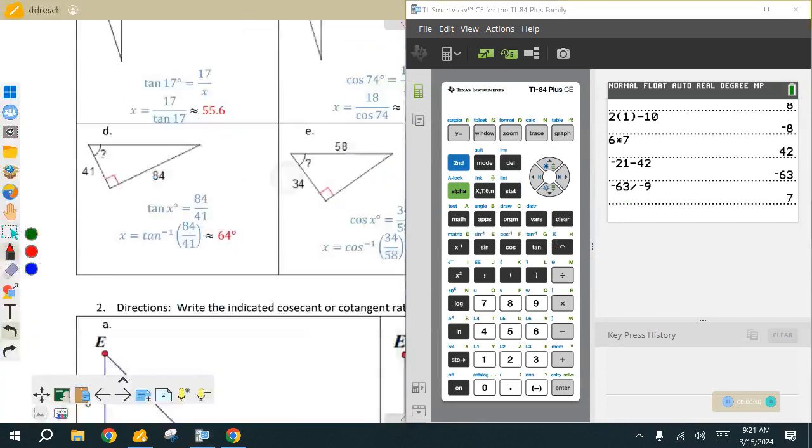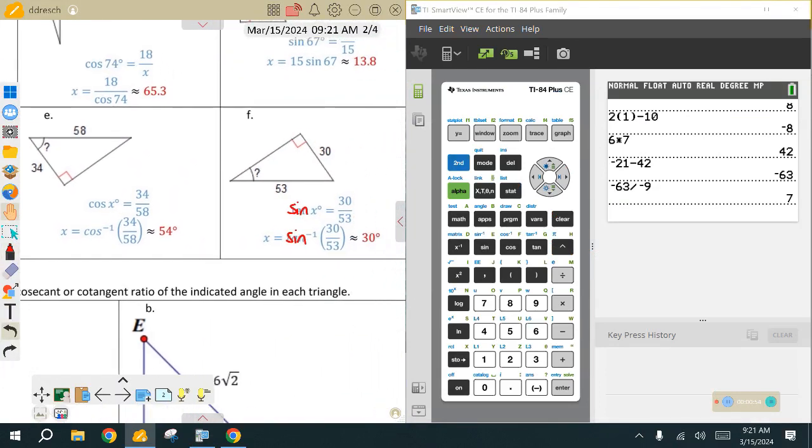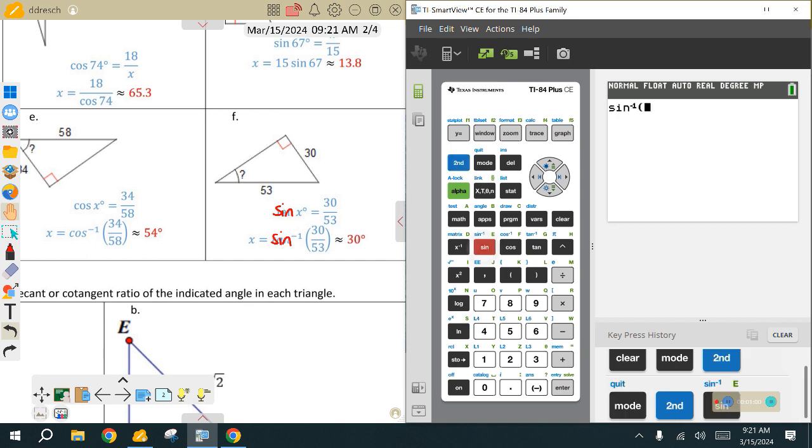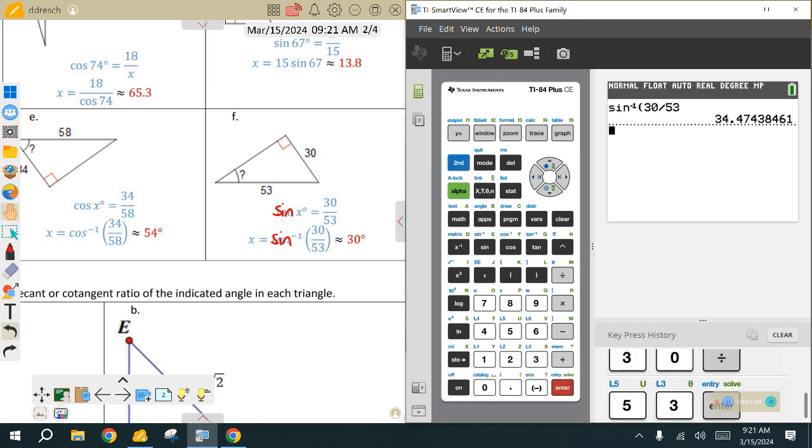as we always try to get into good habits of doing, as you open up that calculator for the day, my board sometimes does revert back. Nope, it did save it. So second sine, we said, right? 30 over 53, and what do we got? Not 30, but 34. Thank you. 34 degrees. Okay. Keep going.